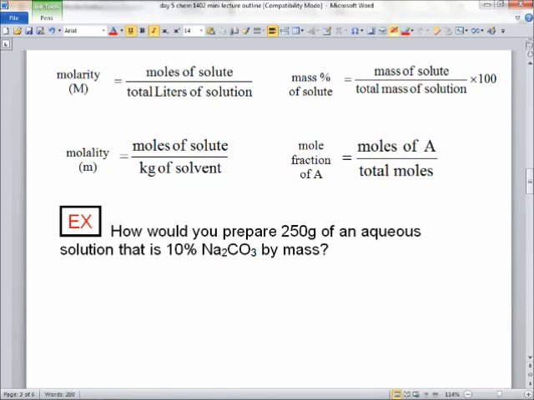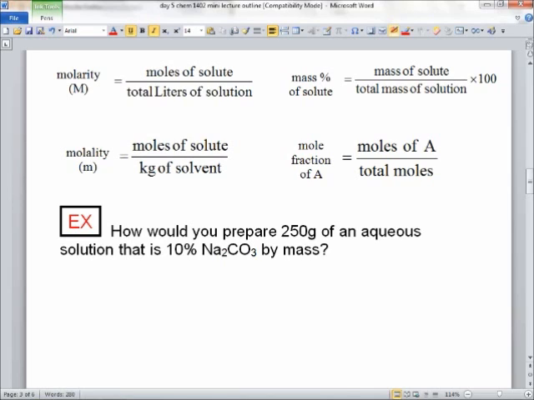Great. It's a solution. All these are solutions. What's the solute and what's the solvent in this solution? What's the solute and what's the solvent? Yeah, and what's the solvent? The Na2CO3 is the solute. What's the solvent? H2O. How do you know it's H2O? Yeah, aqueous. That's their way of saying water, right? Okay. So how would you prepare?